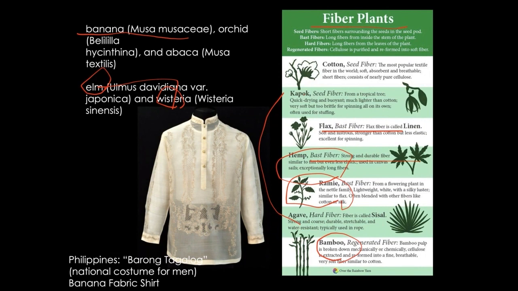So in the Philippines, they created this national dress for men called the Barong Tagalog, originally made out of a banana fabric shirt. So it's transparent. Anybody who has a question? I do. I think I learned about banana fibers in one of my other classes, and isn't it supposed to be more sustainable than cotton and silk, but it has the silky shine, like silk?